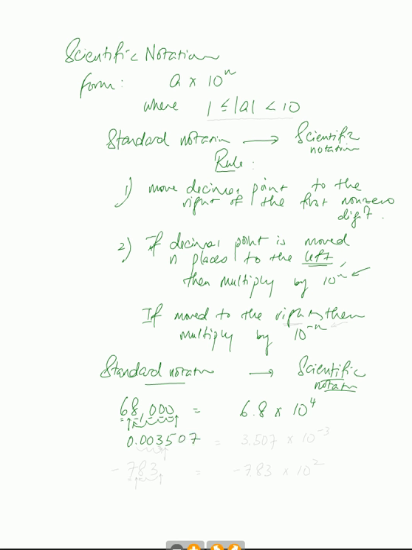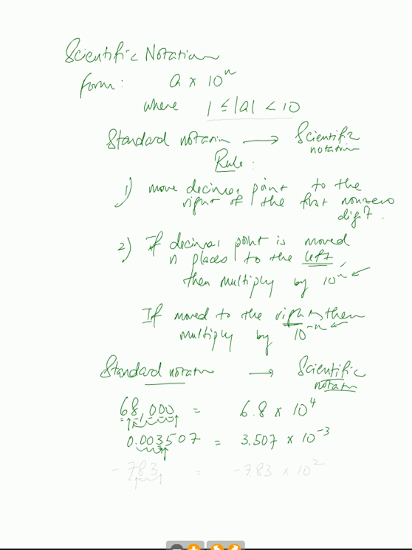Okay, let's try, for example, 0.003507. You need to move the decimal point to the right of the very first non-zero digit. That's the 3, and you have to move to right behind 3. From where the decimal point is right now, you have to move 1, 2, 3 places to the right. Because it's to the right, you now use a negative exponent. So this will read 3.507 times 10 to the power of negative 3.